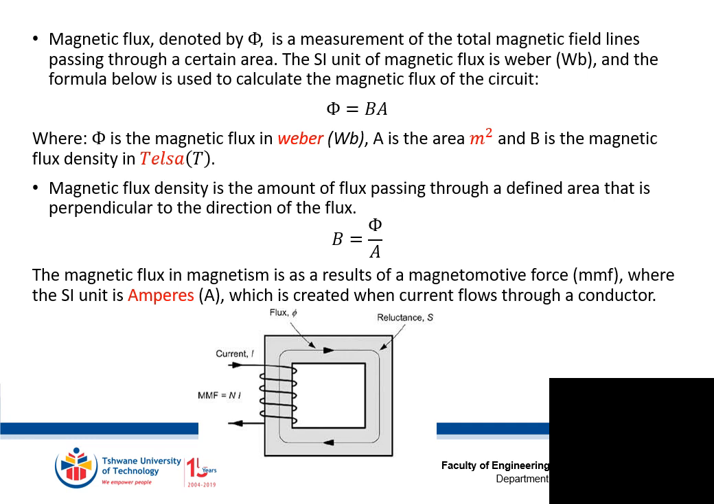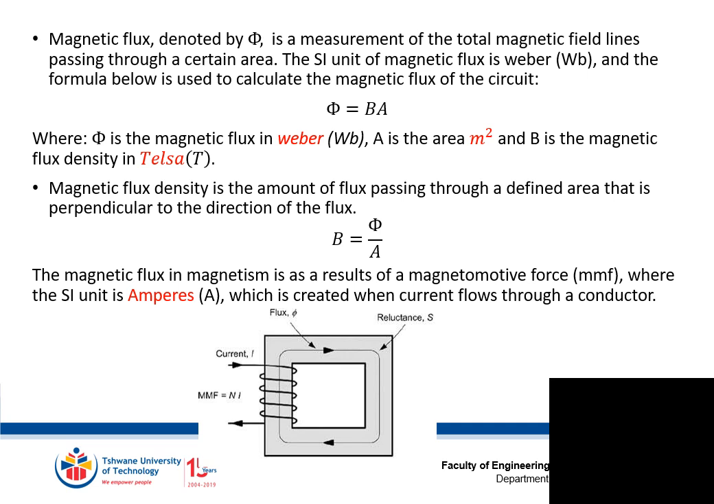The magnetic flux density is the amount of flux passing through a certain area that is perpendicular to the direction of the flux, and the formula is B equals Φ over A. So B is the magnetic flux density, which is equal to the magnetic flux divided by the area.